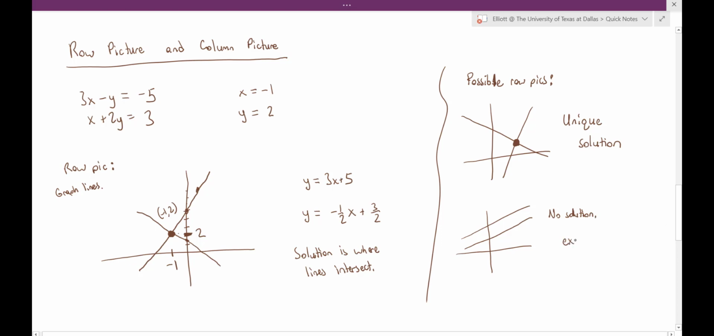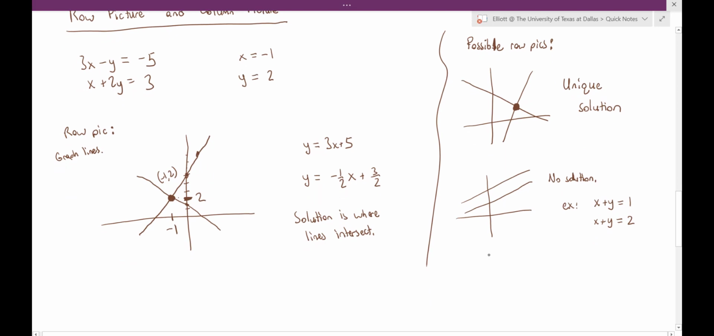So an example of this might be something like x plus y equals 1 and x plus y equals 2. So these are the same lines, but they're just shifted up by 1 unit. So they would be parallel to each other. You can already see intuitively, it's not possible to have x plus y equal 1 and at the same time equal 2. So this would be an example where there would be no solution.